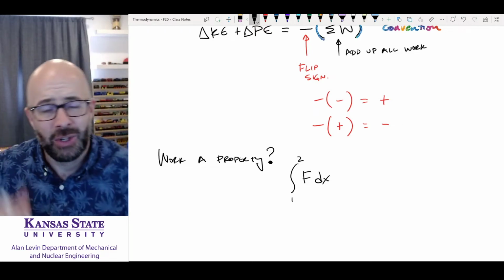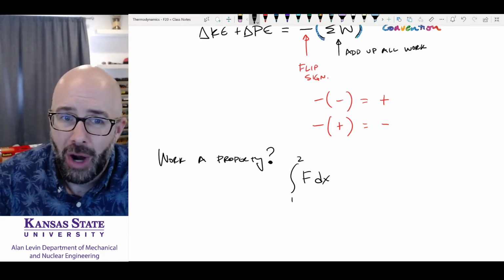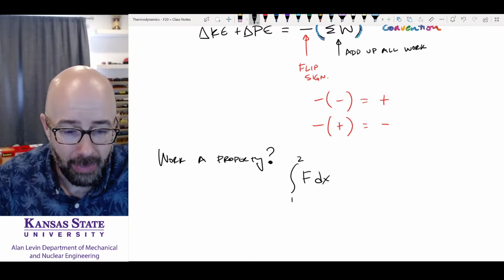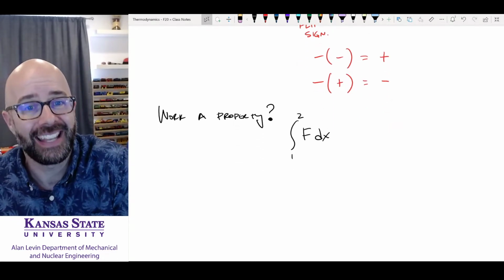So here I'm going to let you know the answer to the last question. Work isn't a property. I think you probably should know that. Work is not a property. It is path dependent, is direction sensitive.